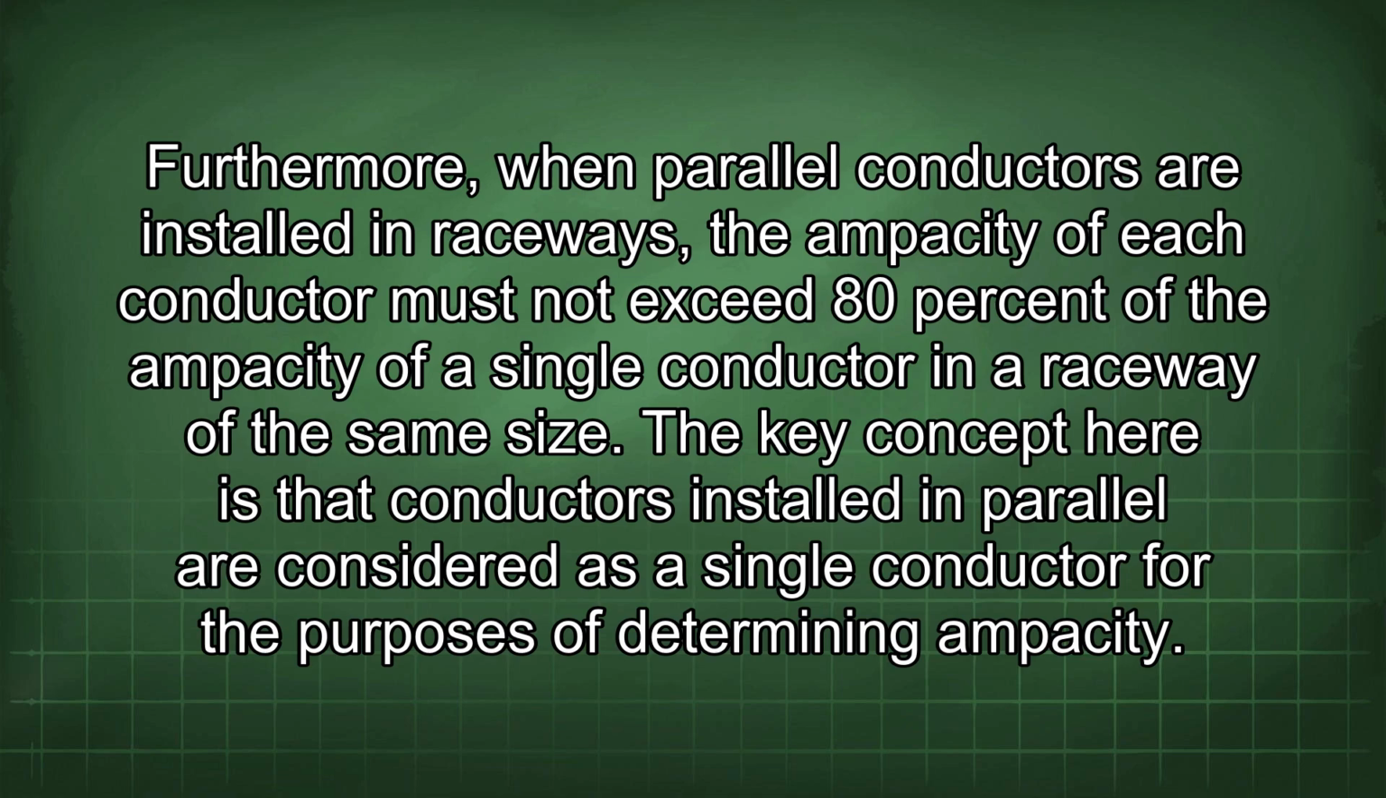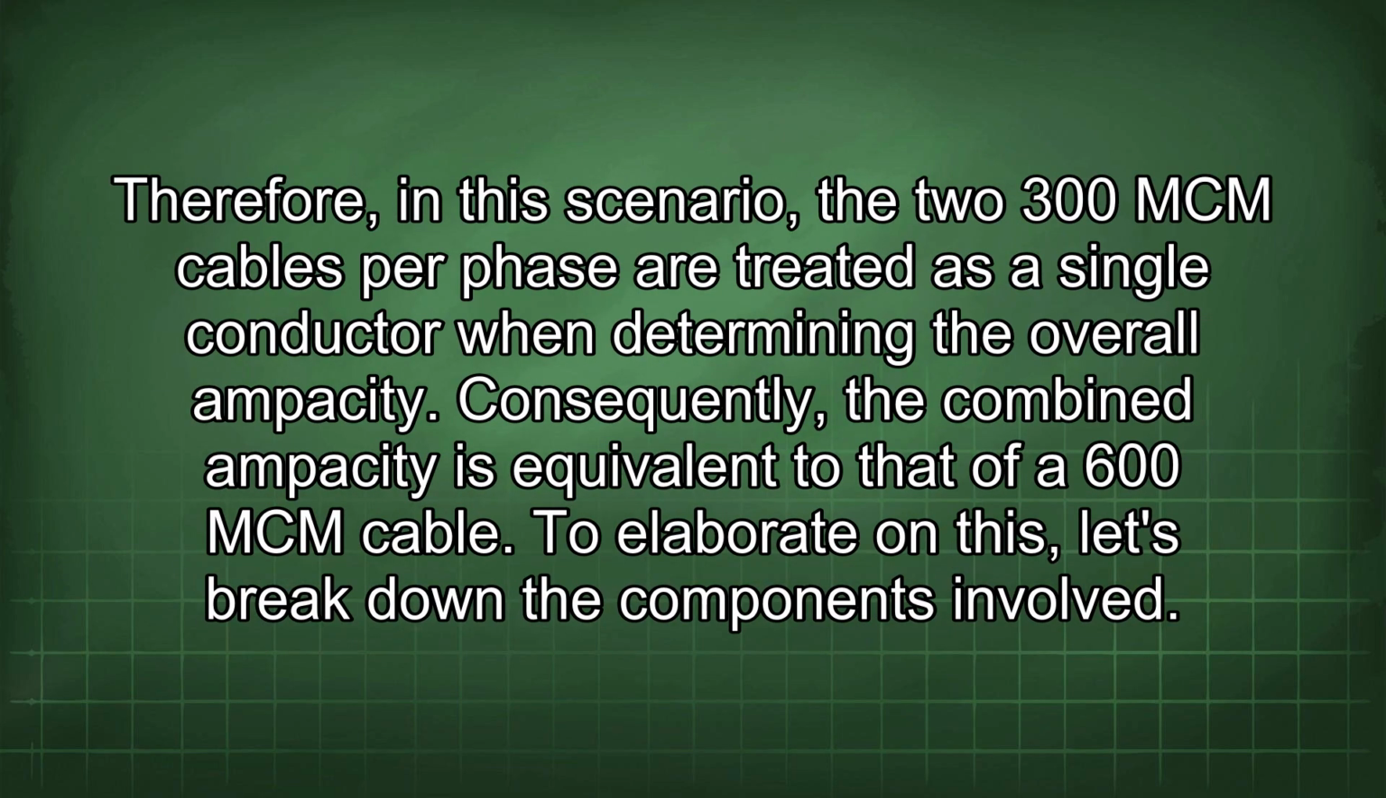The key concept here is that conductors installed in parallel are considered as a single conductor for the purposes of determining ampacity. Therefore, in this scenario, the two 300 mcm cables per phase are treated as a single conductor when determining the overall ampacity. Consequently, the combined ampacity is equivalent to that of a 600 mcm cable. To elaborate on this, let's break down the components involved.